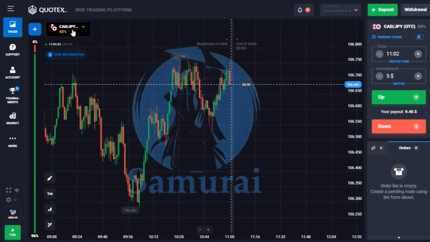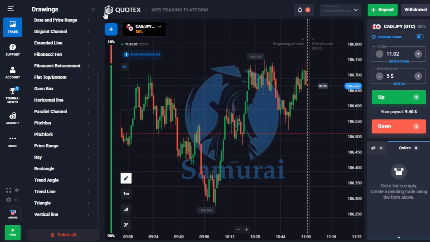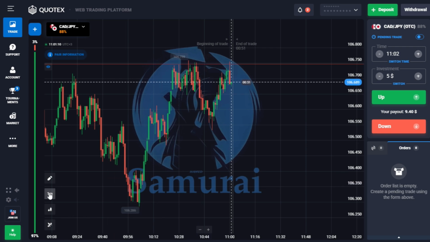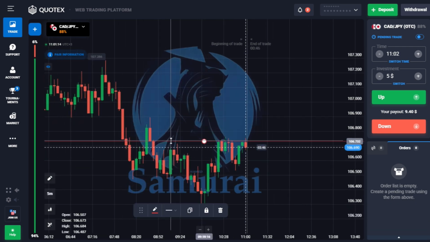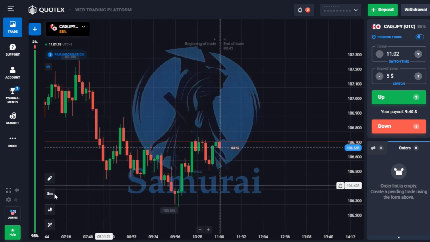We have here CAD GPY. We will choose a horizontal line and place it on the area from which we notice many rebounds of price. Now we can take a look at a larger time frame. We will notice that there are multiple rebounds from the same area, indicating that it is a reliable level.